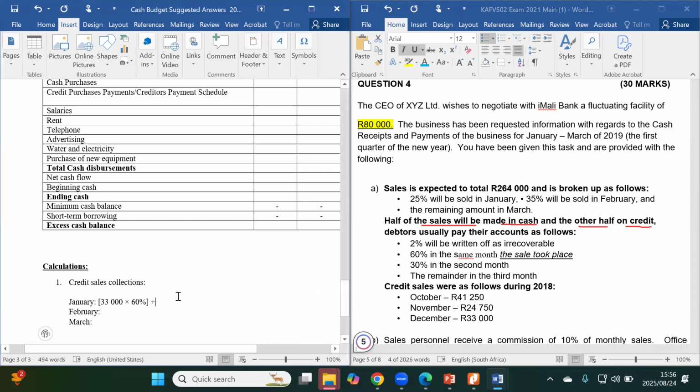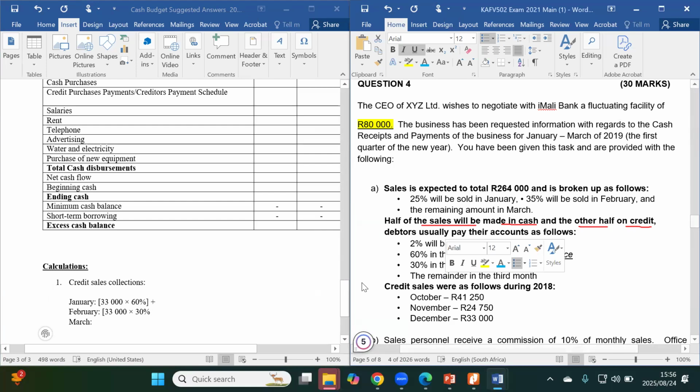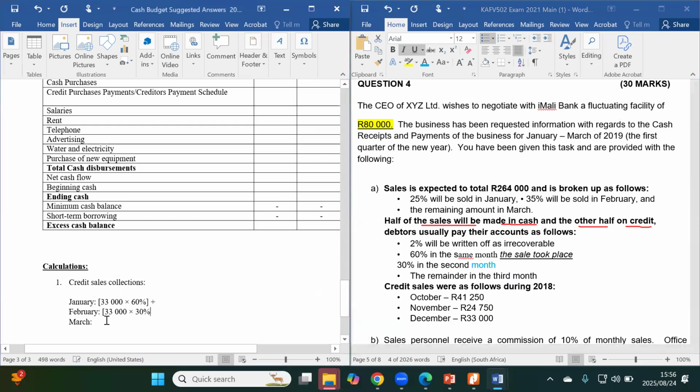But what I want you to notice, you can even in fact, let me do this. So this is 33,000. So this is where the other one will be collected. I'm just putting it to the right place where it's supposed to be already. So this will be 30% of the January. It will be collected in the second month, and then the remainder in the third month. So the remainder will be collected in March. 33,000.